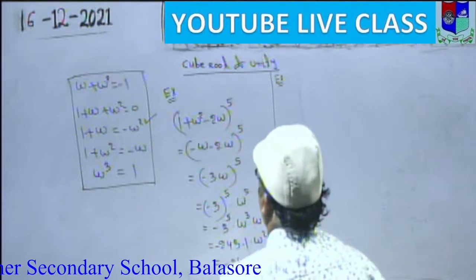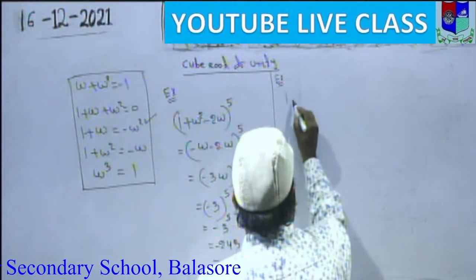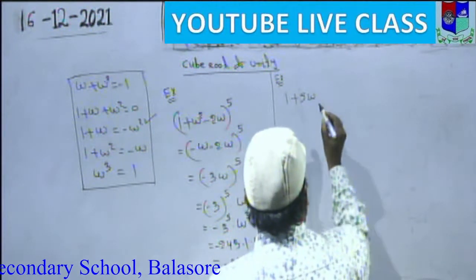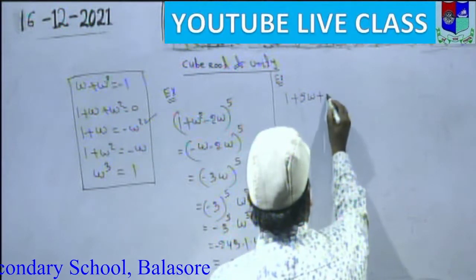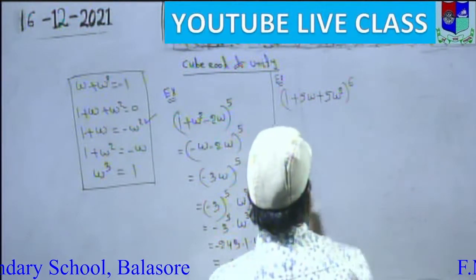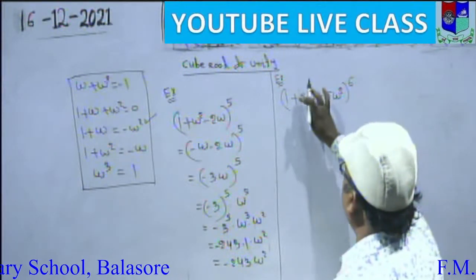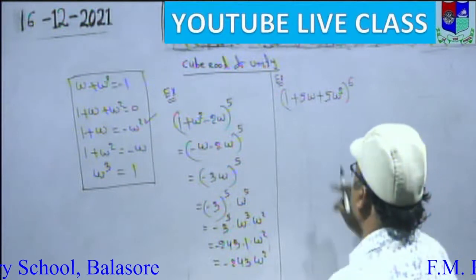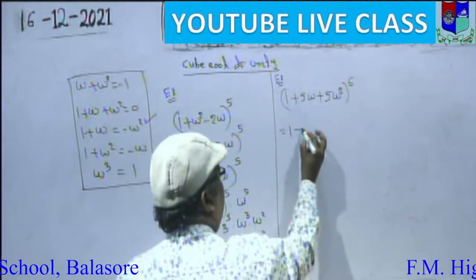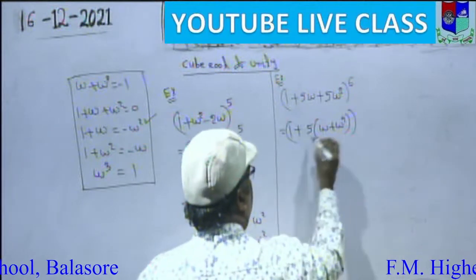Another example. Suppose 1 plus 5 omega plus 5 omega square to the power 6. This question, 1 plus 5 omega plus 5 omega square whole to the power 6. This is your 1, 5 taken common, omega plus omega square whole to the power 6.